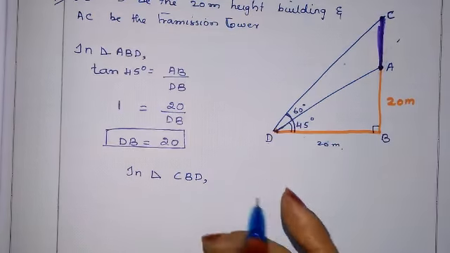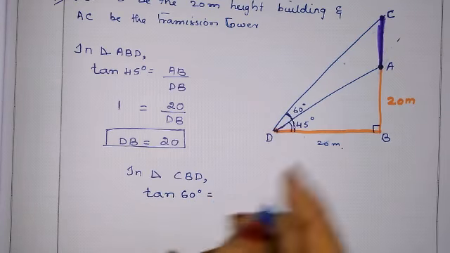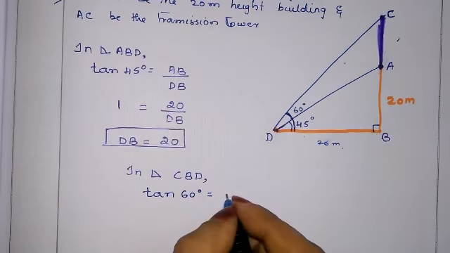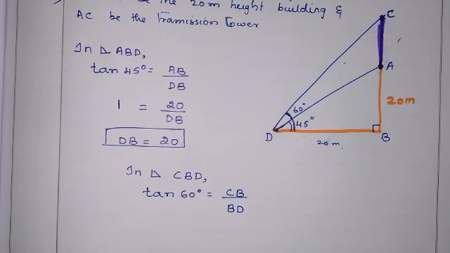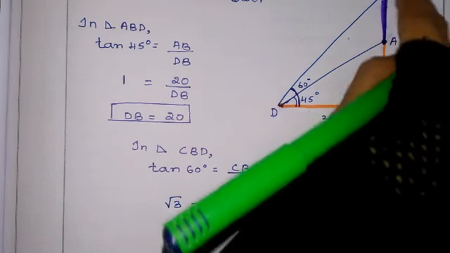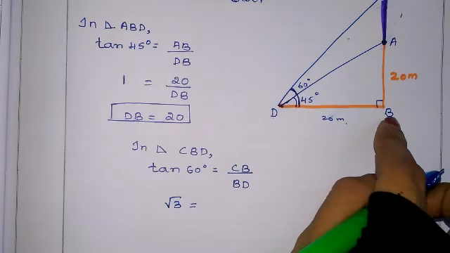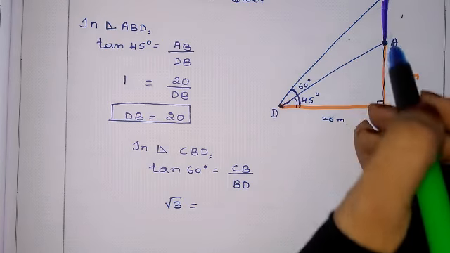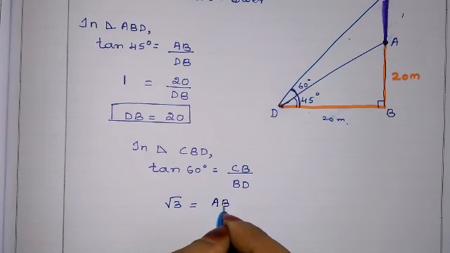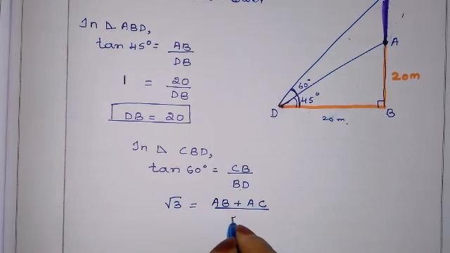In triangle CBD, the angle is 60. Tan 60 degree is equal to CB upon BD. Tan 30 is 1 upon root 3, and tan 60 is root 3. CB is nothing but AC plus AB. CB is the addition of AB plus AC. So AB plus AC upon BD, and we got BD as 20.